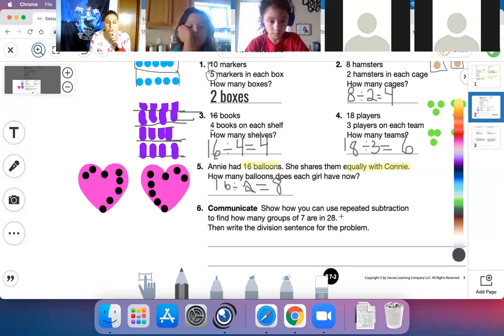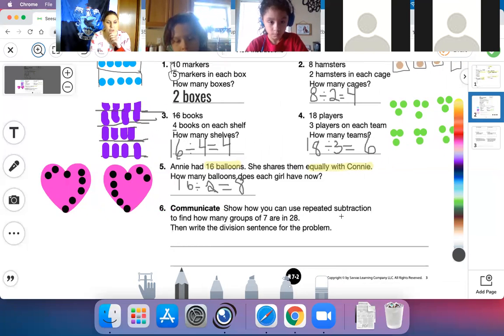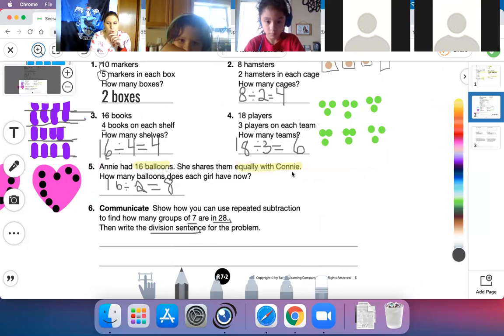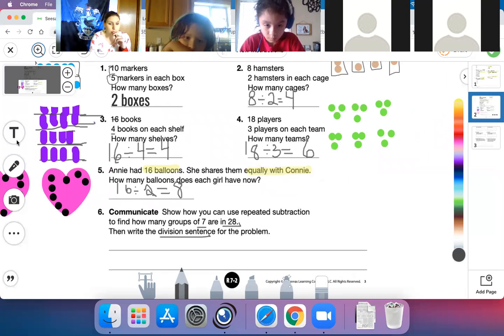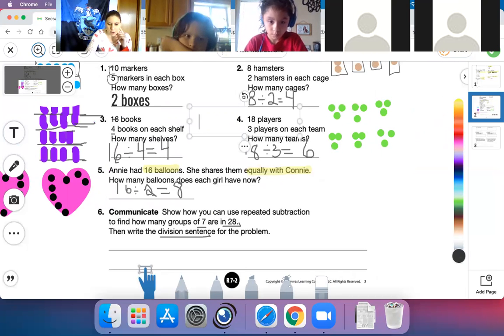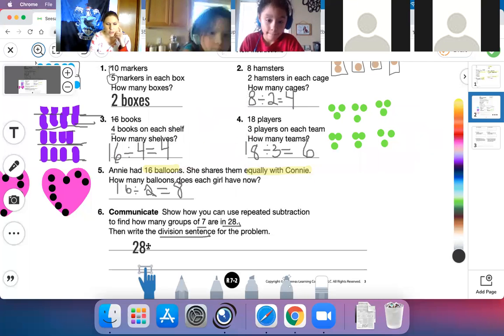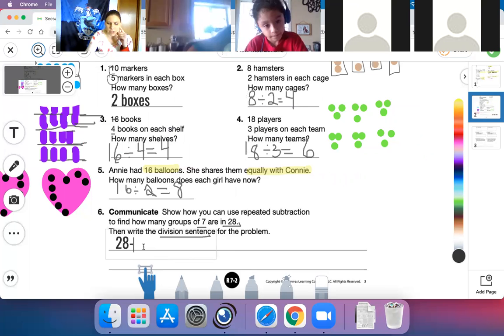All right. Now we have to do our communicate problem. This is our written response. Show how you can use repeated subtraction to find how many groups of 7 are in 28. Then write a division sentence for that problem. So the first thing they want us to do is they want us to show some repeated subtraction. So I'm going to start with the top number, 28. My biggest number, how many I start with. I'm going to take away 7. What is 28 minus 7?